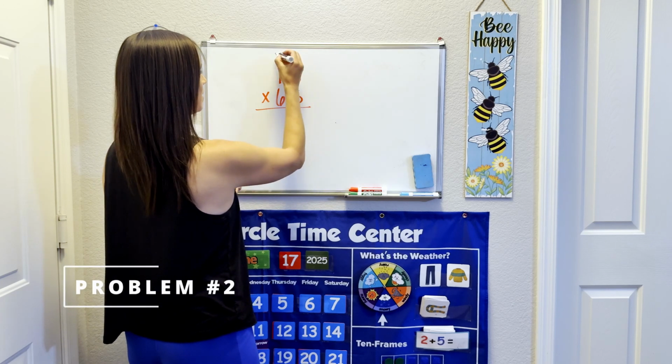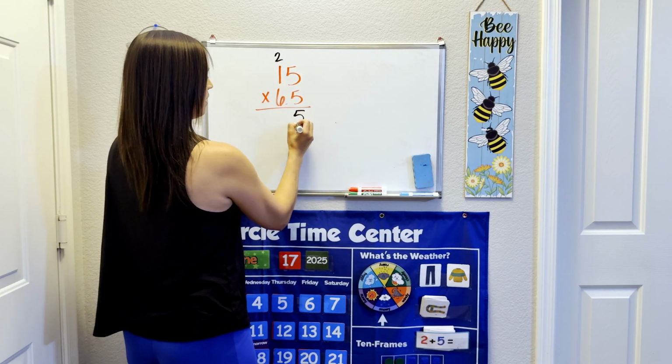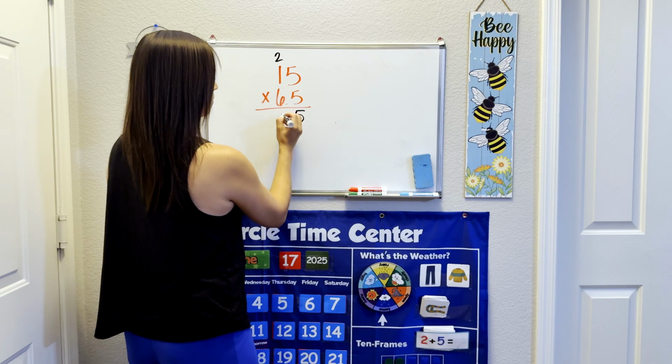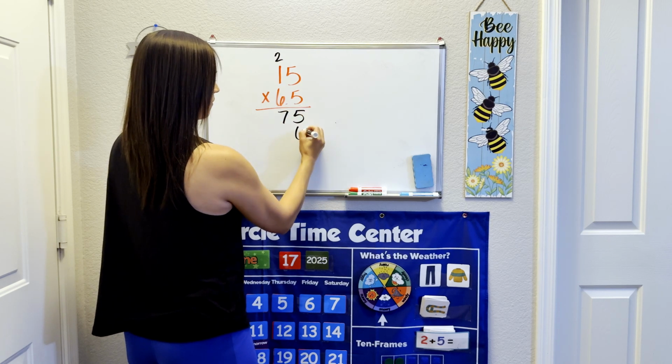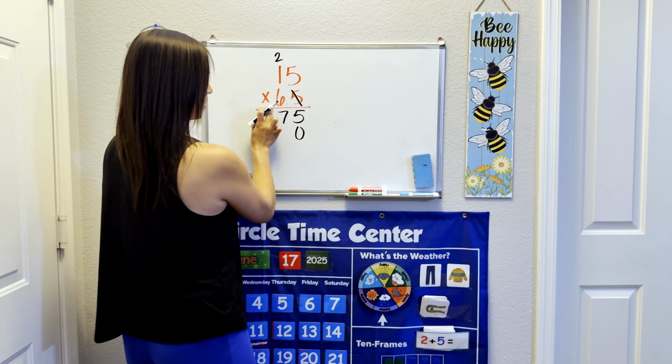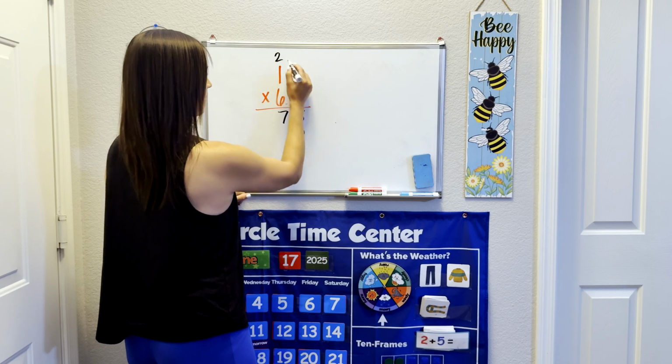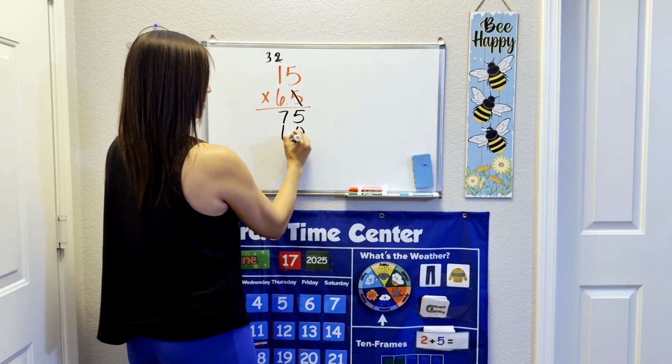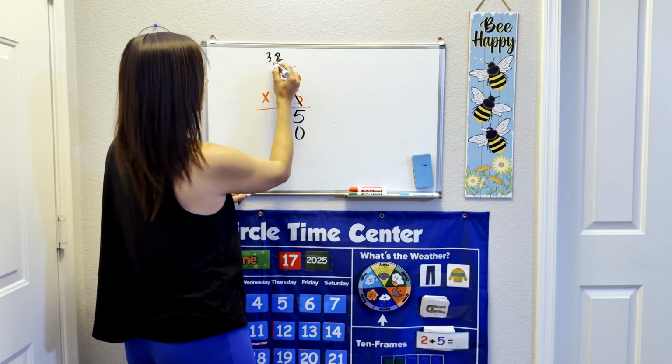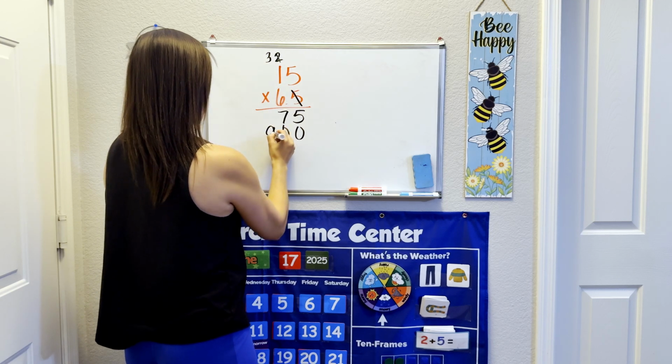First thing we're going to do is just multiply across, starting with our ones place. So 5 times 5 is 25. 5 times 1 is 5, plus 2 more is 7. We got a filler for our ones place, go into our tens. 6 times 5 is 30. 6 times 1 is 6, plus 3 more is 9.